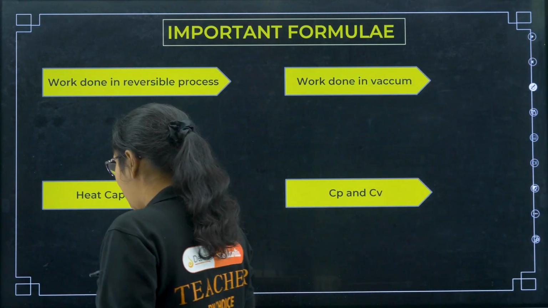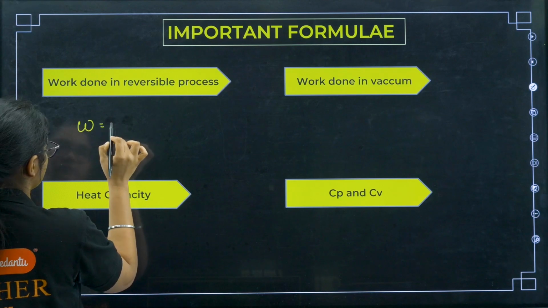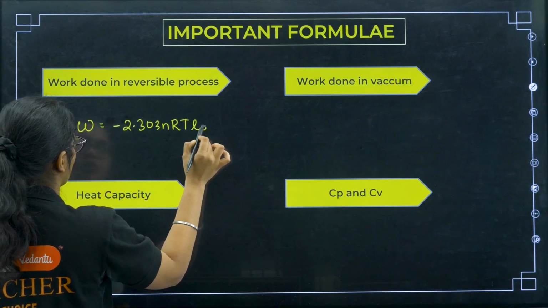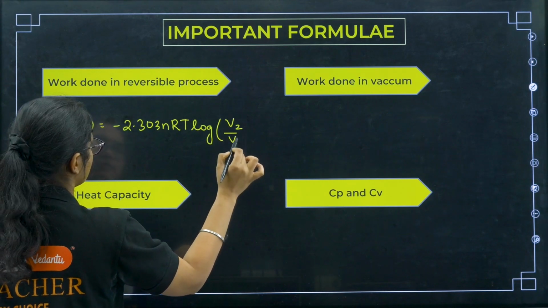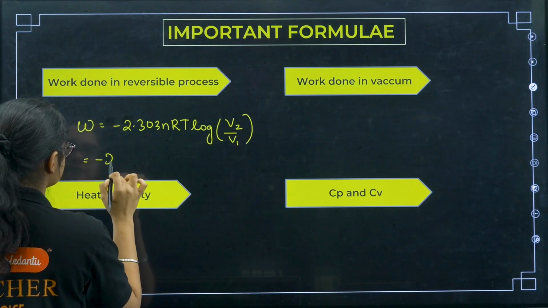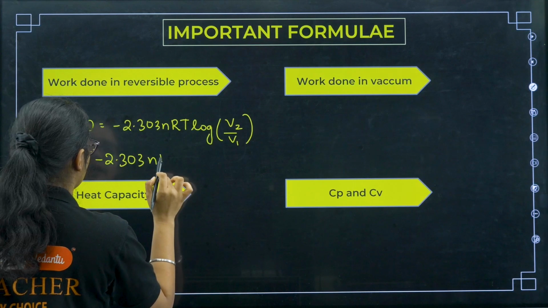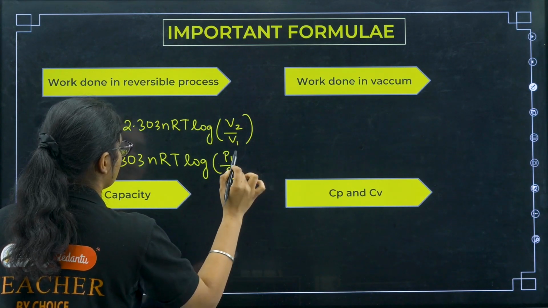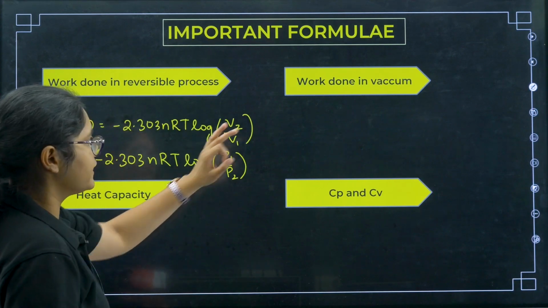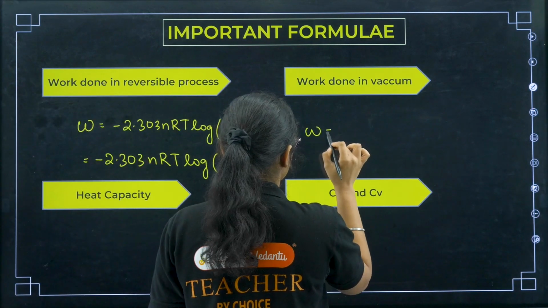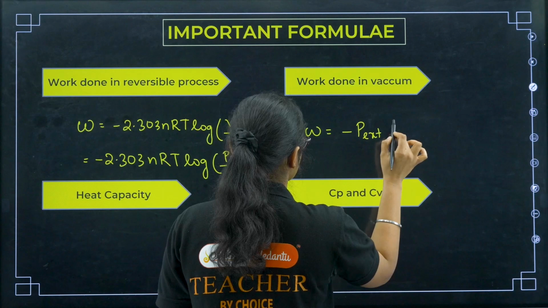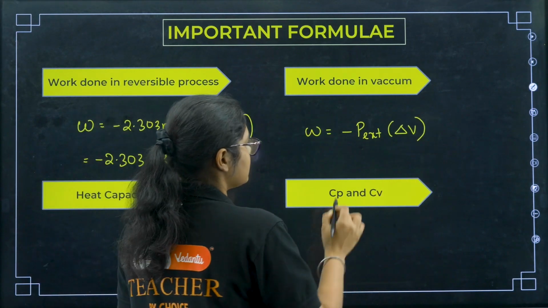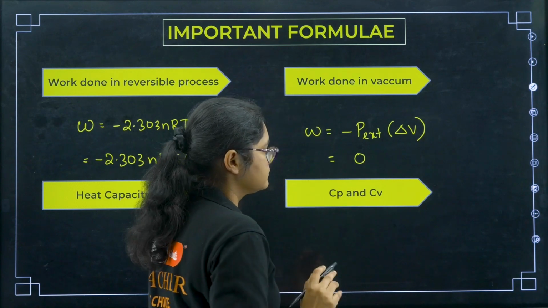Yes, so work done in an isothermal reversible process, the formula is W = -2.303 nRT log(V2/V1), okay. Next we have -2.303 nRT log(P1/P2), okay. Next, work done in vacuum: here work done will be equal to -P_external × ΔV, clear. And here the work done will be equal to 0, clear.